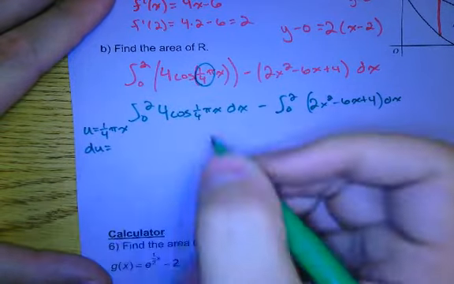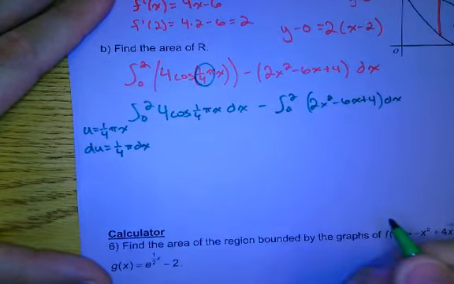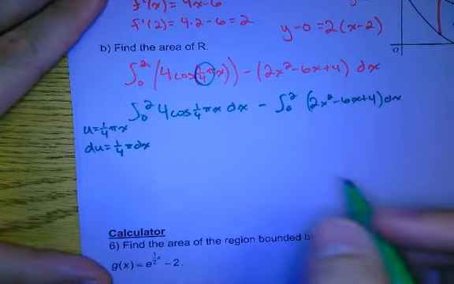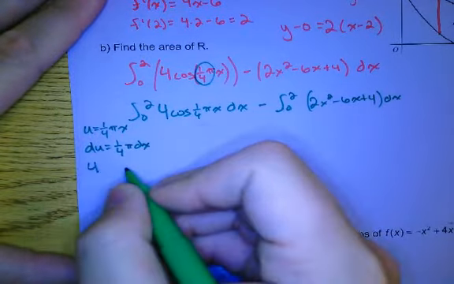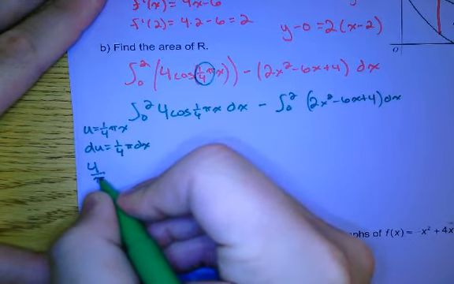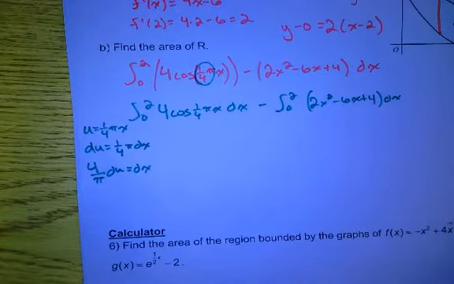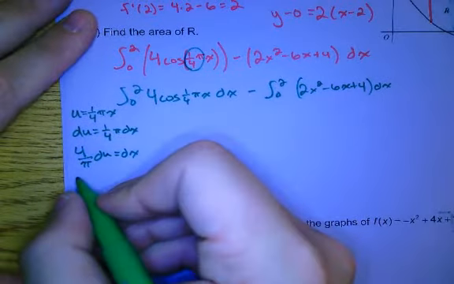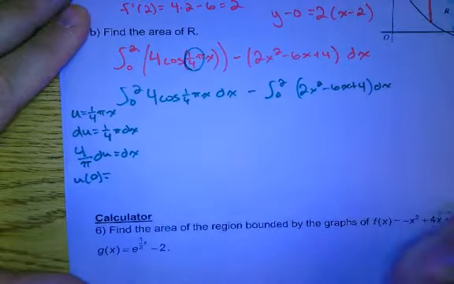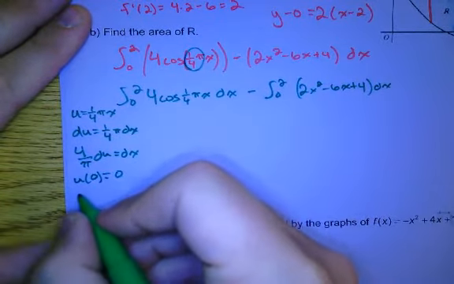Du is equal to 1/4 pi dx. So 4 over pi du is equal to dx. What else do I need to change? The bounds. So if I plug in a 0, what do I get? That's nice, 0. If I plug in a 2, oh no, trig.